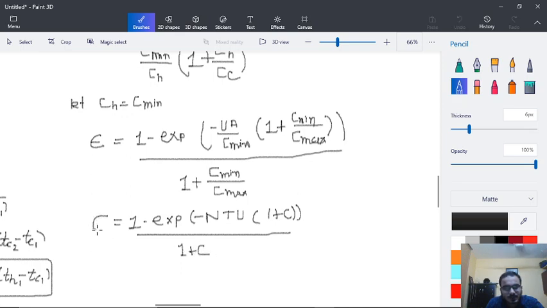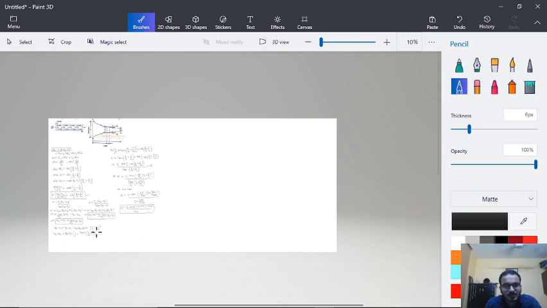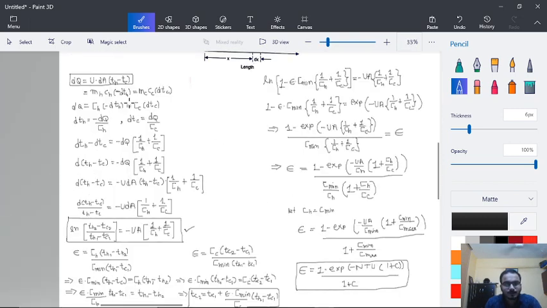So here we have assumed Ch to be C minimum, but even if we take the other case, that is Cc equal to C minimum, we will get the same answer. So this is the derivation of effectiveness.